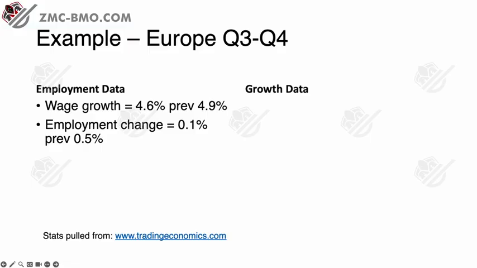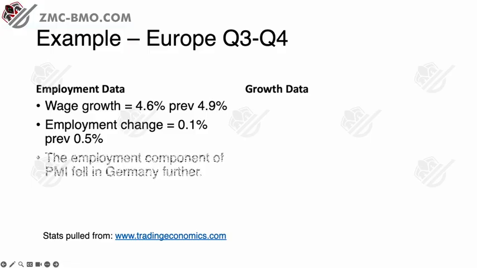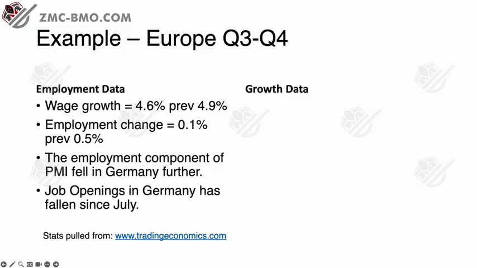So again, employment change previously was 0.5%, then came in at 0.1%. The employment component of PMI fell in Germany further, and job openings in Germany have fallen since July, which is not a great sign for growth at all. Now, in terms of growth data, we've looked at just some examples of employment data. There's way more, but these are just some examples of employment.